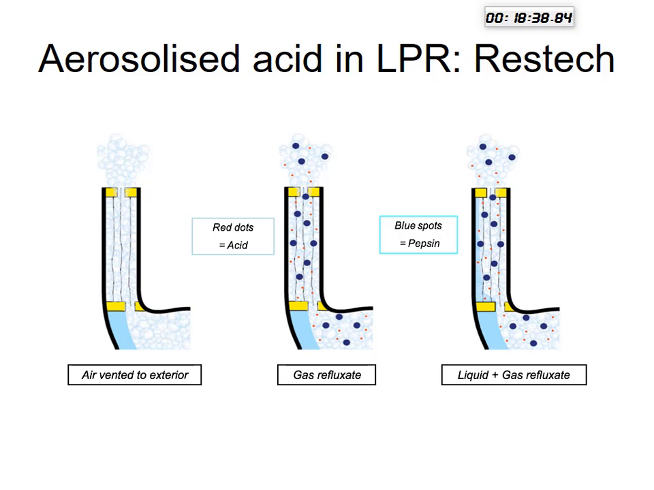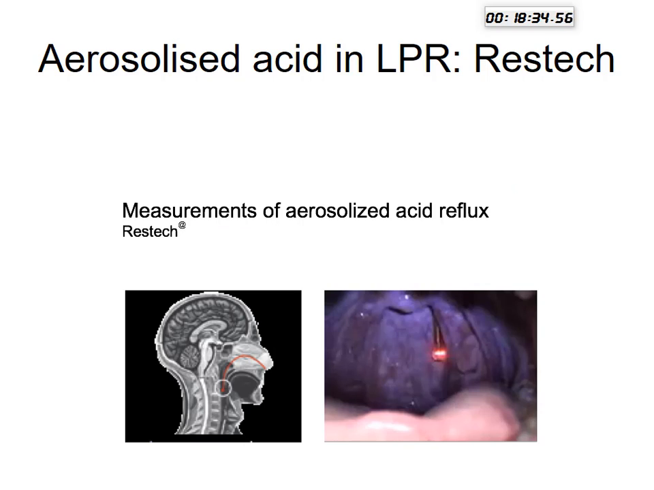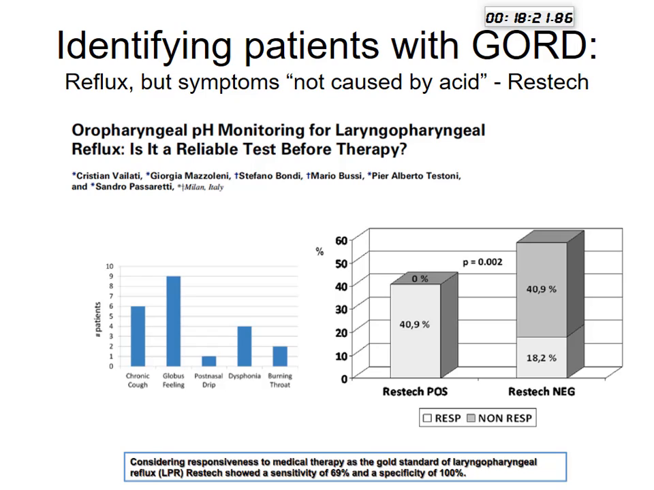And so there was something called ResTech developed. I don't know if that ever made it to Egypt. And what it was is this very small probe that sat in the back of the pharynx. In fact, it still does exist, sits in the back of the pharynx and is supposed to be able to detect aerosolized acid reflux. And the initial studies were quite optimistic. It showed that a positive result from this pharyngeal probe was associated with a better outcome from treatment.